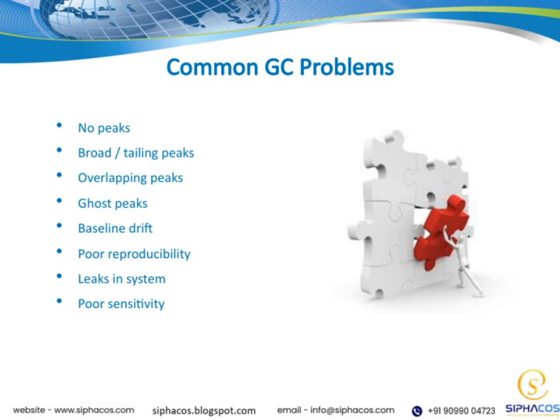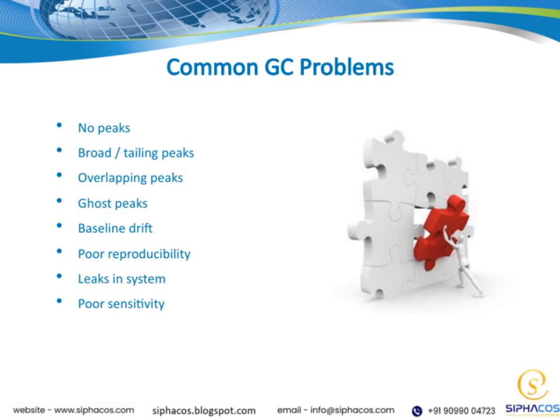Ghost peaks, which are unexpected signals, can sometimes be due to contamination or carryover from previous runs. Baseline drift is another common issue, where the baseline doesn't stay stable, often caused by temperature fluctuations or detector problems. Poor reproducibility can be frustrating and typically points to inconsistencies in sample preparation, injection, or instrument conditions. Leaks in the system can lead to loss of sample or carrier gas, resulting in poor sensitivity and unreliable data.